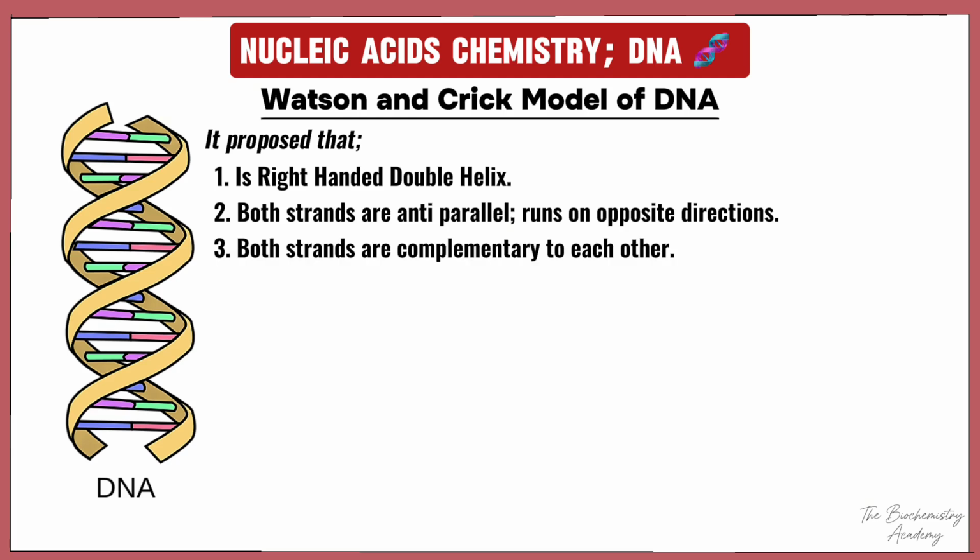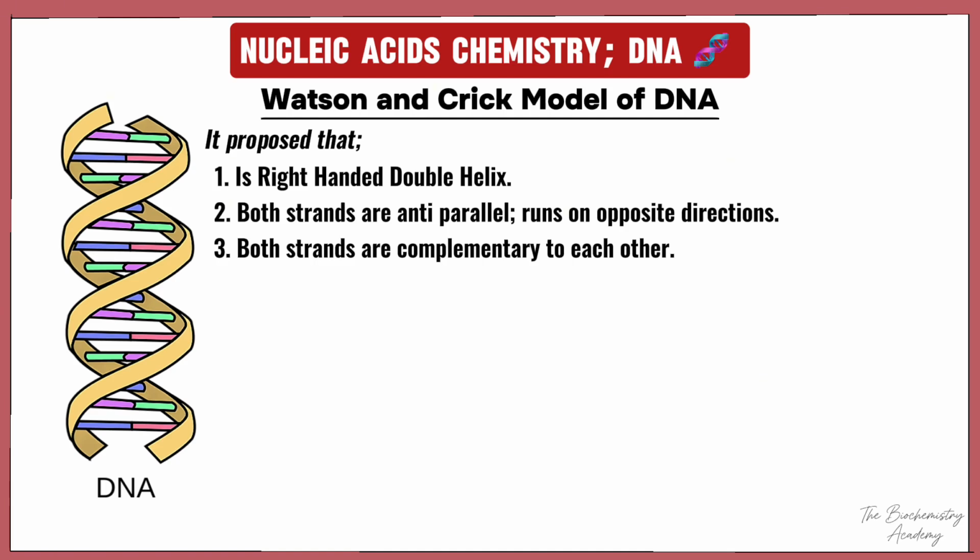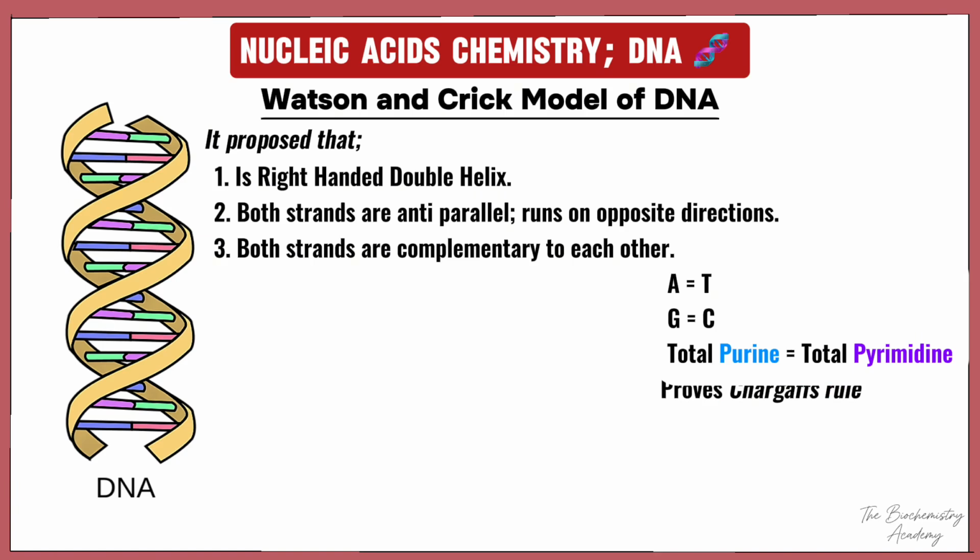Now, what do we mean by this? We mean that A pairs with T and G pairs with C. A here is adenine, T is thymine, G is guanine, and C is cytosine. We talked about it more in our previous video. So now, the amount of A is equal to T and the amount of G is equal to C, meaning that the total purine is equal to pyrimidine, which proves Chargaff's rule.